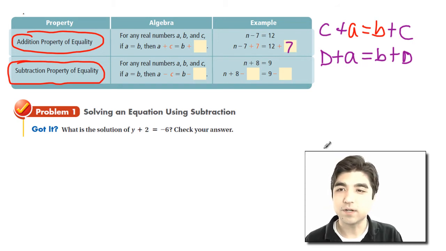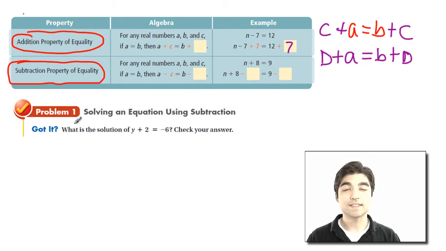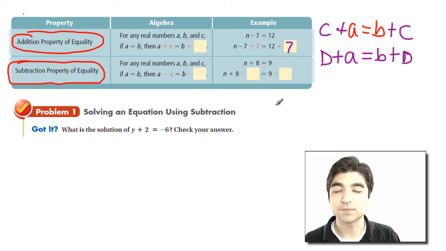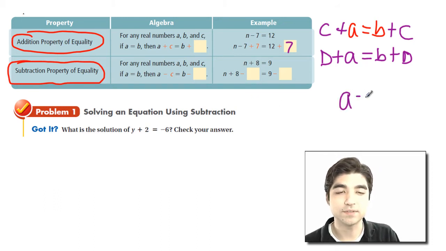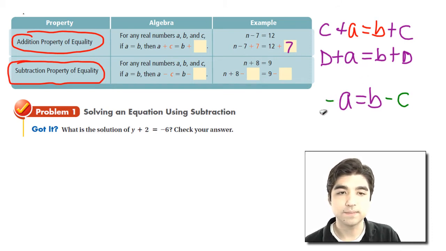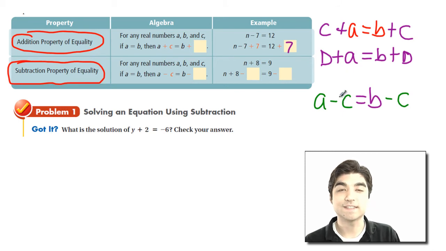And the subtraction property of equality is the exact same thing, except this time you're using subtraction instead of addition. So basically, if you have your a equals b again, if you subtract the same number on both sides, you would need to do a minus c. See how we're subtracting c from both sides? This is the subtraction property of equality.